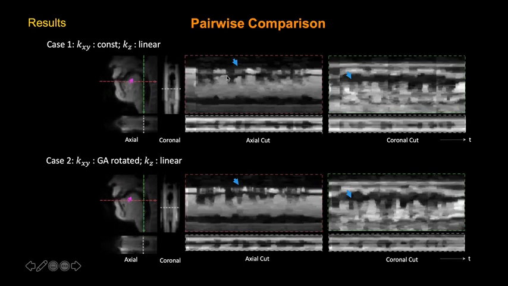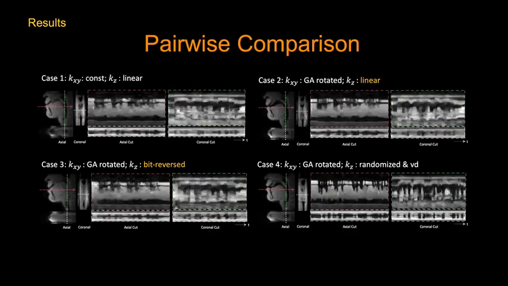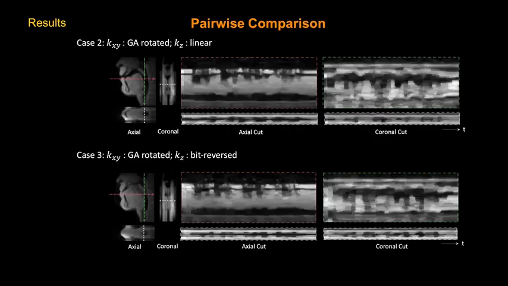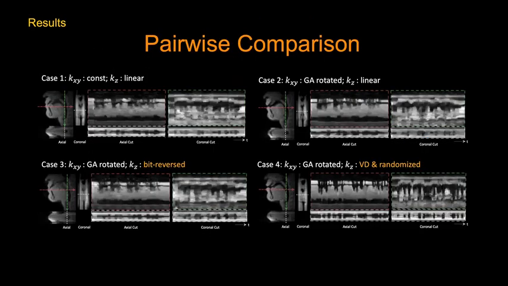Thus, we definitely think case 2 performs better. In the second 2 cases, the change happens to the order of the KZ. Again, a better depiction of the motion pattern can be observed in the temporal plots in both mid-sagittal and coronal views. Let's check the last 2 cases.